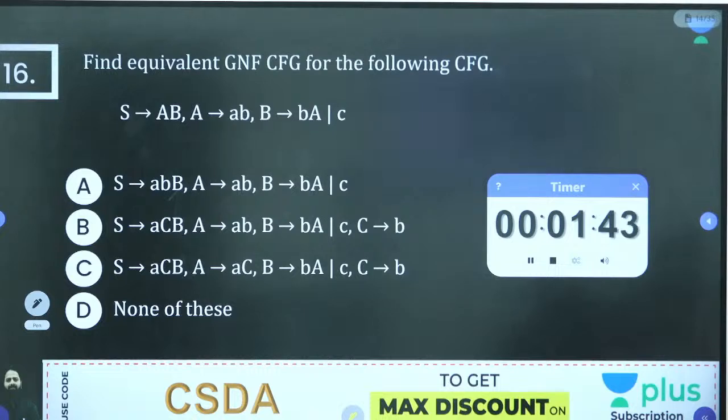Find the equivalent GNF CFG for the following CFG. You have a grammar, and for that you need to find the equivalent GNF. If an option is not a GNF, please don't choose it, just ignore it. First look at whether there is any context free grammar which is not GNF. Then don't look at it. Are all GNF? Option A is not GNF, so don't look at option A. Only B and C, you have to carefully find out what is the difference. Oh, option B is also not GNF. That means A and B are gone. Now C or D, only two options left.